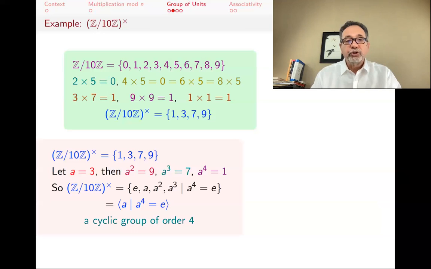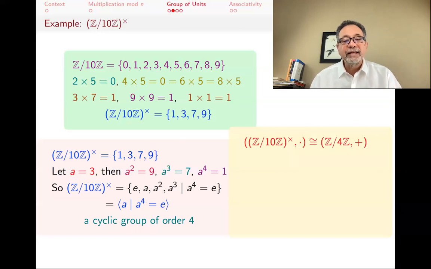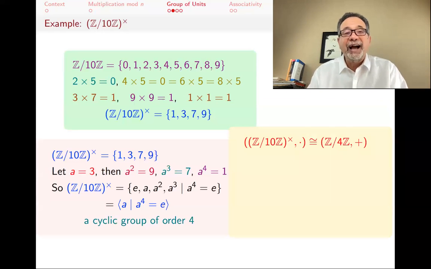In a later video, we talk about cyclic groups more precisely and in more detail. Cyclic groups are groups that are generated by one element. You can just start with one element, look at its powers and the inverses of those powers, and the identity, and you get every element. This tells us that the group of units of Z mod 10Z is actually isomorphic to Z mod 4Z with addition.